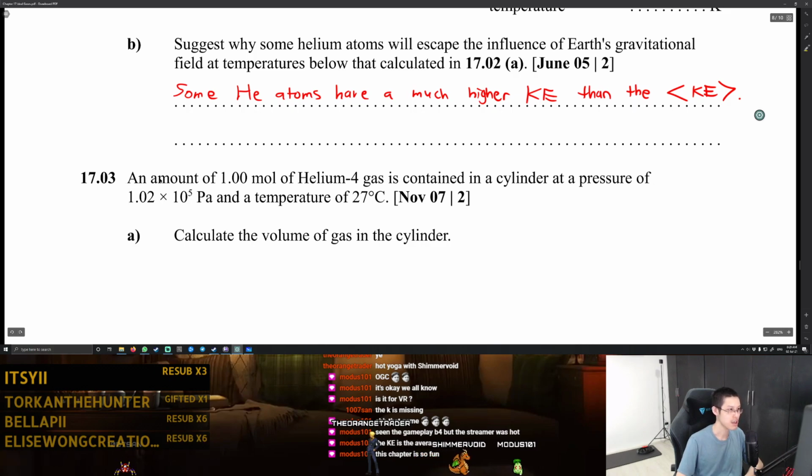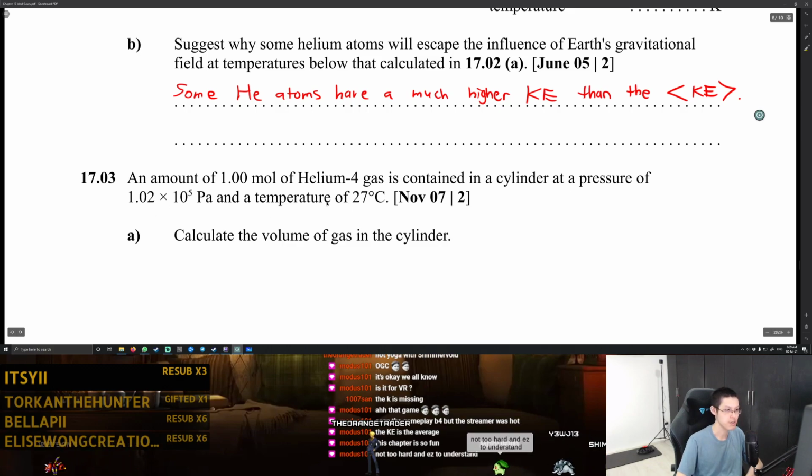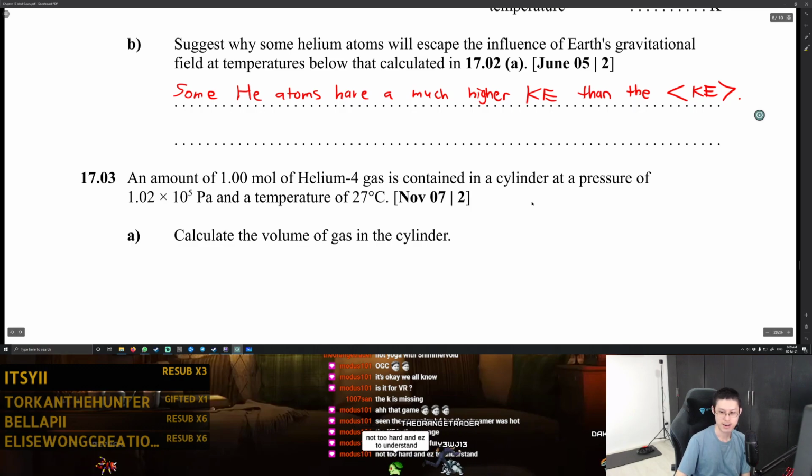Okay, and an amount of 1 mole of helium gas is contained in a cylinder at the pressure of this. Temperature is given. Find the volume of the gas. Not too hard and easy to understand.